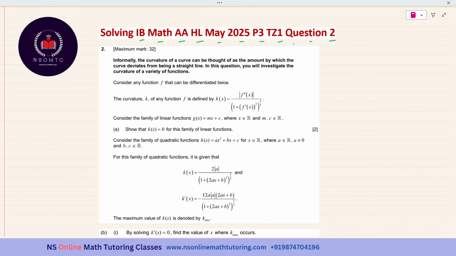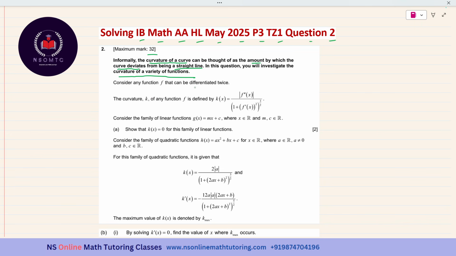So without any further delay, let us start to solve this question number 2. The maximum mark is 32. Informally, the curvature of a curve can be thought of as the amount by which the curve deviates from being a straight line. In this question, you will investigate the curvature of a variety of functions.